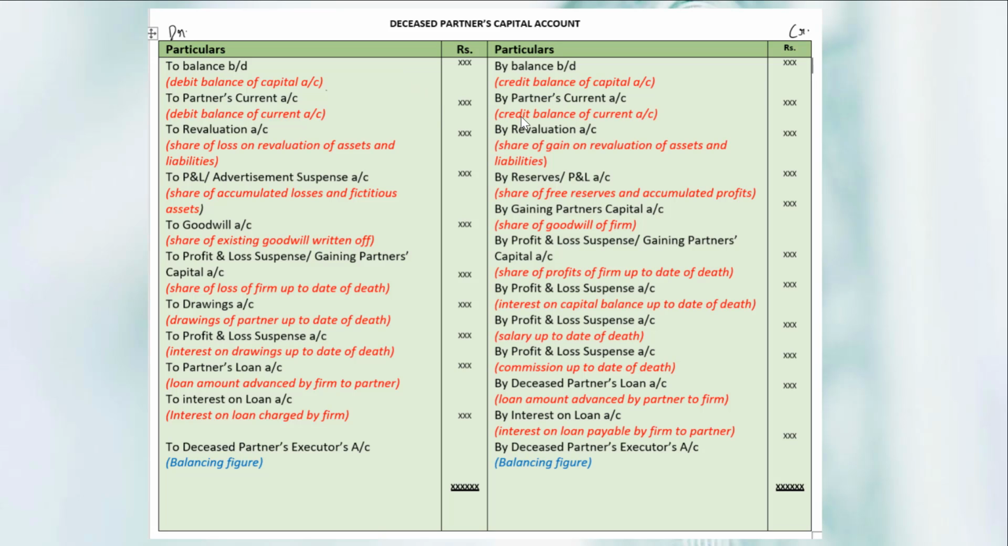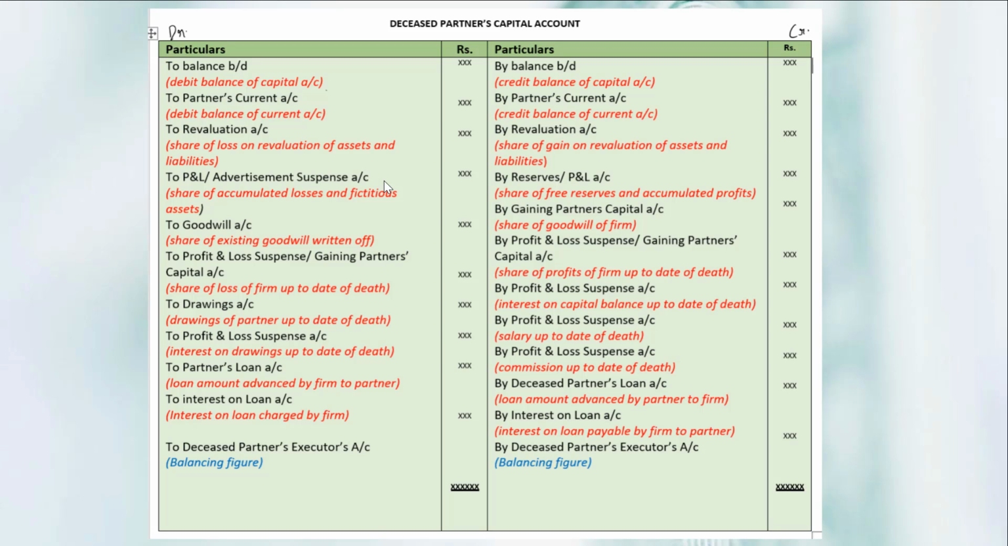Credit balance of current account of the deceased partner will be transferred as by partner's current account, and any debit balance of partner's current account will be transferred as to partner's current account. The share of gain on revaluation of assets and liabilities will come as by revaluation account, and the share of loss of the deceased partner will come as to revaluation account. Share of reserves and accumulated profits will come on the credit side as by reserves or P&L account. Share of accumulated losses and fictitious assets will come as to profit and loss account or advertisement suspense account.